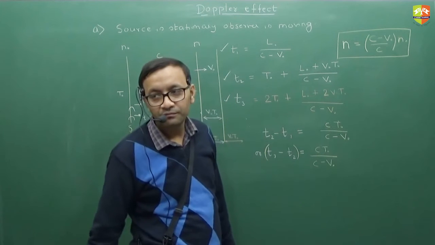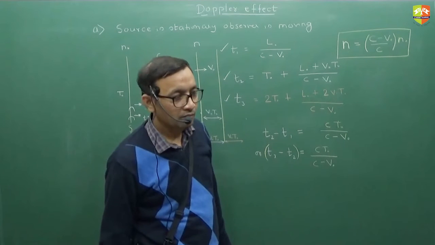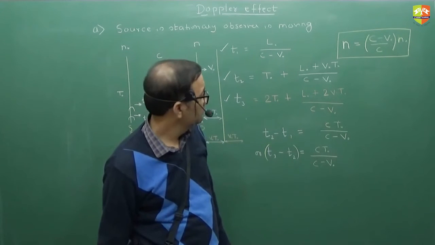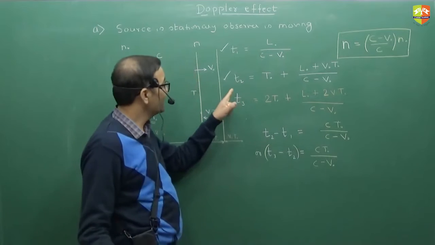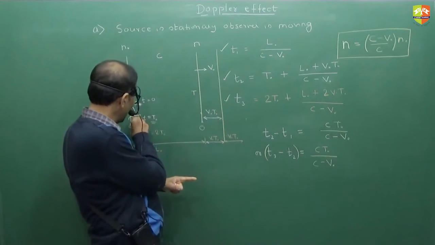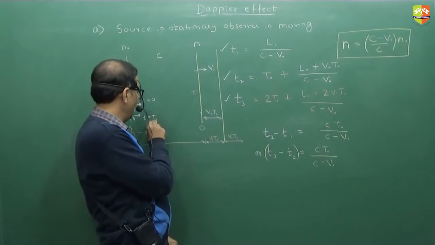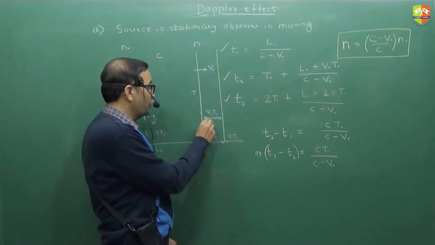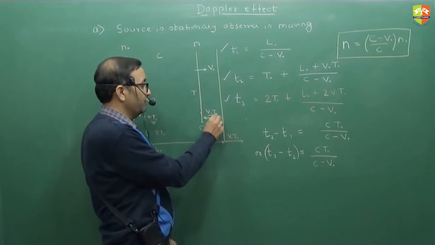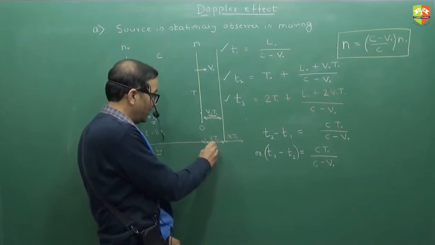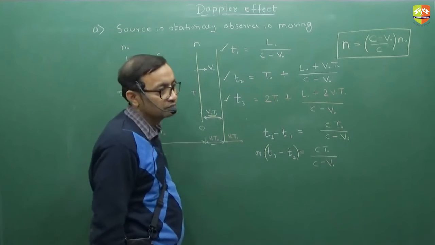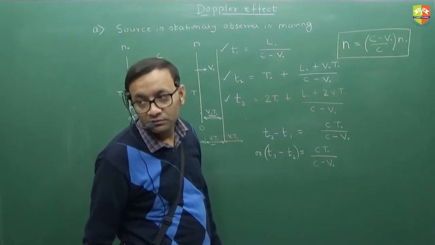Any other doubt? Sir, t2 is the time it reaches the second line, right? t2 is the time when the second pulse, which has started from here at t naught, reaches there. But after t naught, the observer would have moved further by a distance of V naught t naught. So the total distance will be L naught plus V naught t naught. Any other doubt?